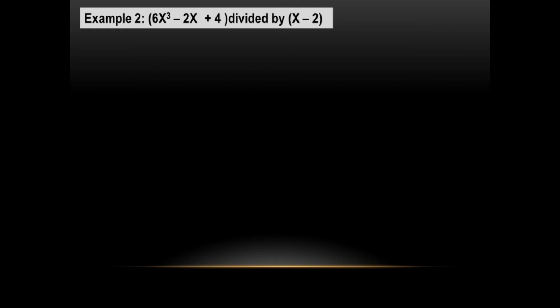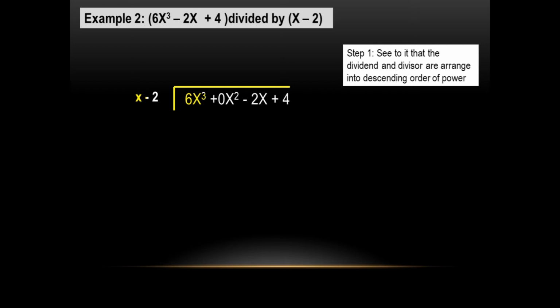So let's have another example. 6x cubed minus 2x plus 4 divided by x minus 2. Okay? So we can write that one now. So bakit mayroon na 0x squared? Kasi nga, we have to arrange the dividend into descending order of power. So x cubed, may 3 dyan, kaya kailangan meron din tayong square. So we add 0x squared to arrange into descending order of power. Anyway, the value of 0x squared is equal to 0, so it will not affect the given polynomial.